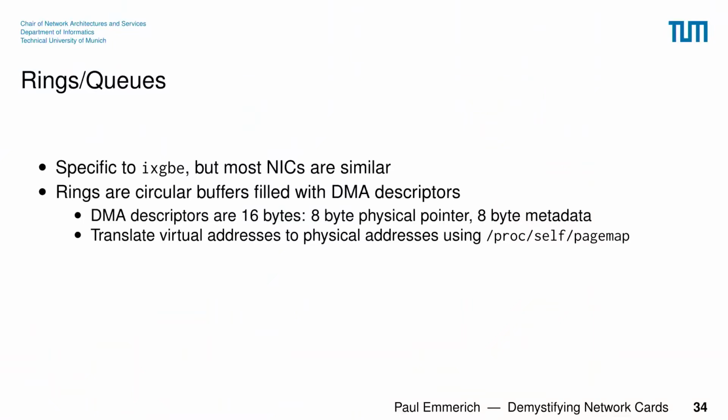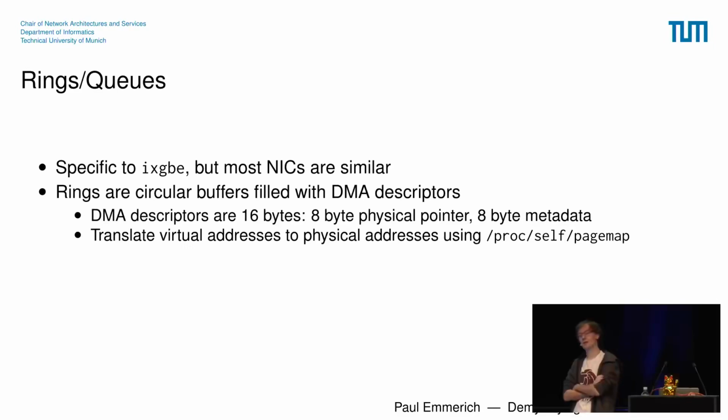A DMA descriptor is a 16-byte struct, and that is 8 byte of a physical pointer pointing to some location where more stuff is, and 8 byte of metadata, like I fetched the stuff, or this packet needs VLAN tag offloading, or this packet had a VLAN tag that I removed. Information like that is stored in there. And what we then need to do is we translate virtual addresses from our address space to physical addresses, because the PCI Express device, of course, needs physical addresses. And we can do this using procfs in the proc self pagemap.